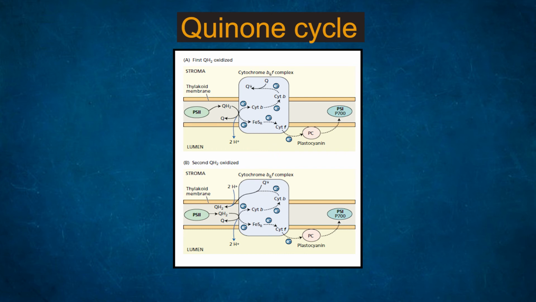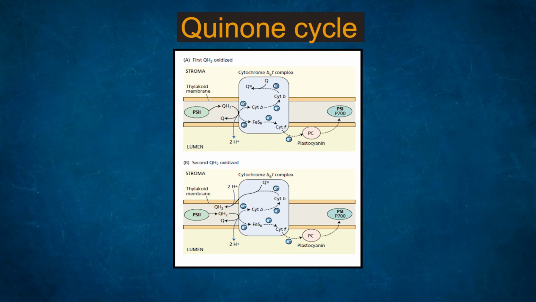Now, within the cytochrome B6F complex, there are two types of electron flow. One is the linear flow, another is the cyclic flow. So, one molecule of PQH2 comes towards the cytochrome B6F complex. The B6F complex has two binding sites, one referred to as the QP site, another referred to as the QN site. The QP site is towards the lumen, the QN site is towards the stroma.